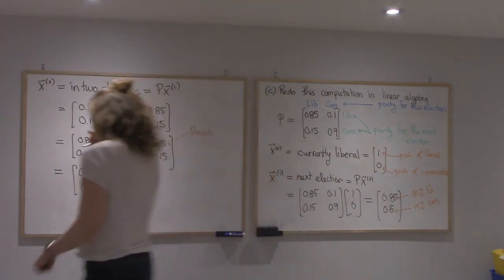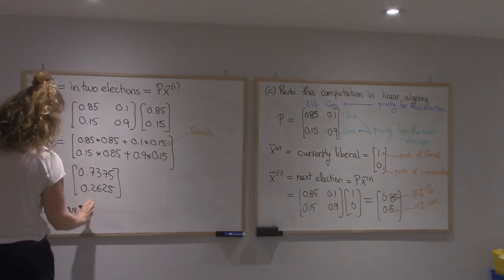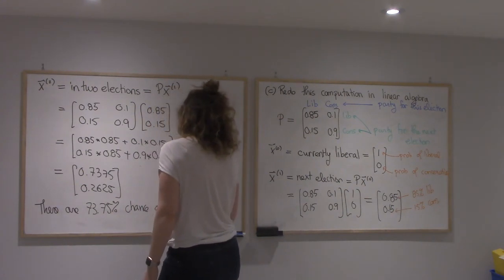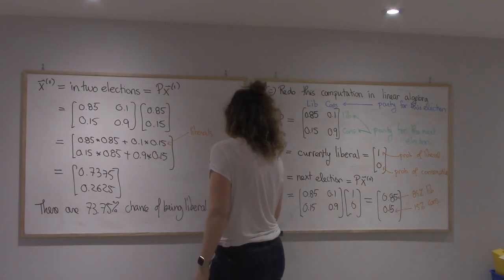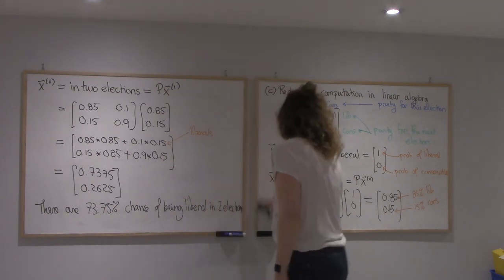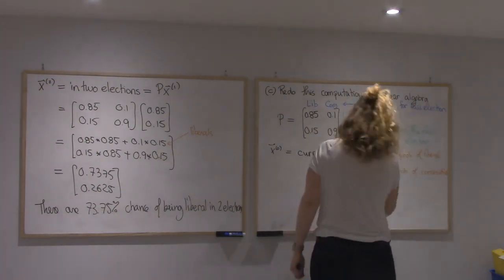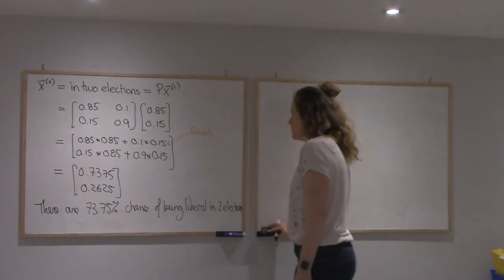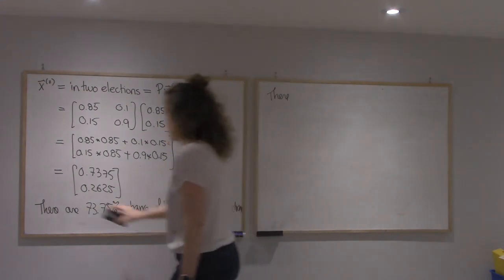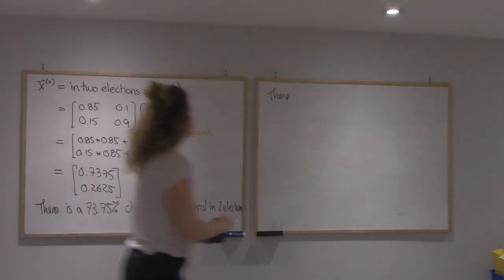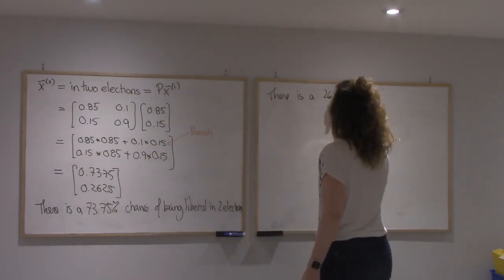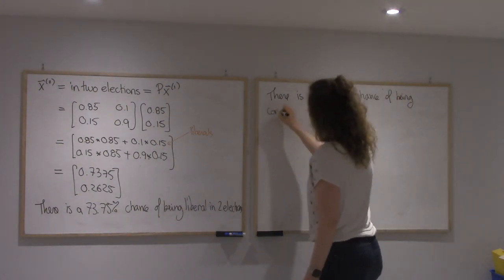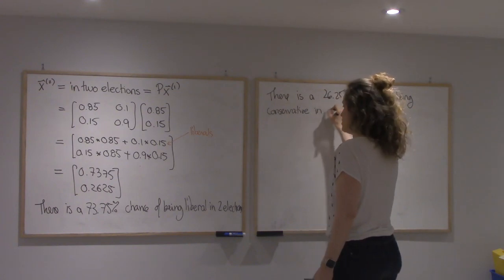Let me write it in words. There is a 73.75% chance, and there is a 26.25% chance of being Conservative in two elections.